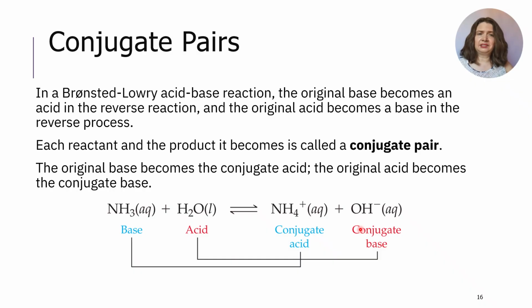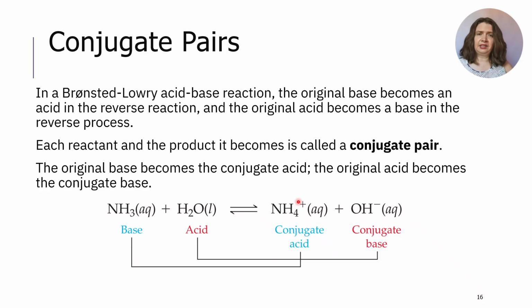Let's look at ammonia reacting with water. Ammonia, NH3, is a weak base, so it accepts a proton from water. Water is amphoteric, meaning it can act as either an acid or a base. In this reaction, water behaves as an acid and donates an H+ ion to the ammonia. The products are NH4+ and OH-.